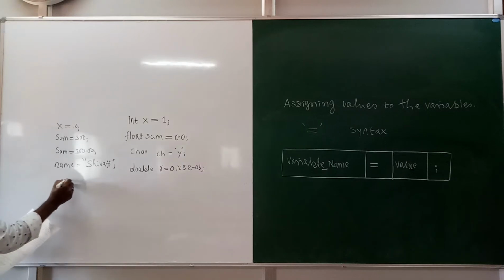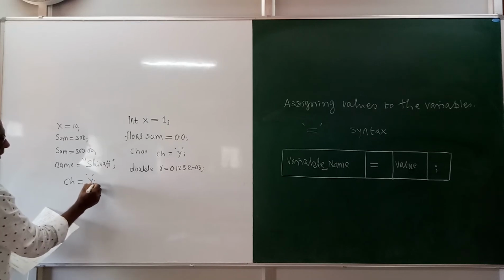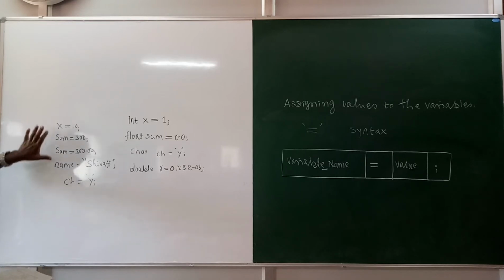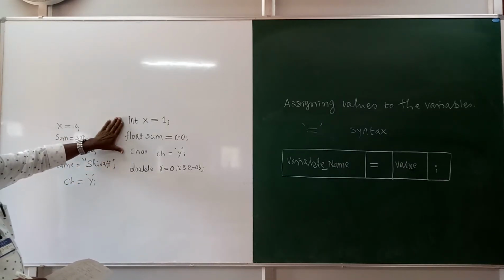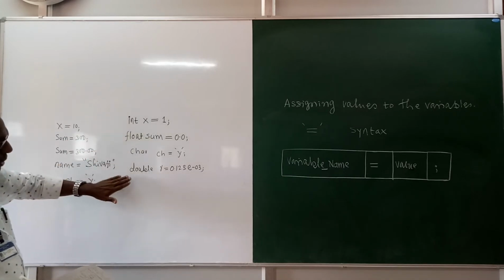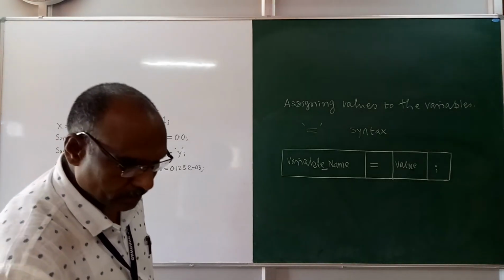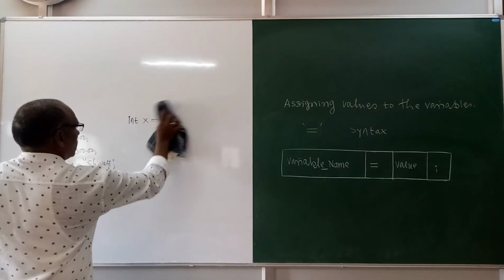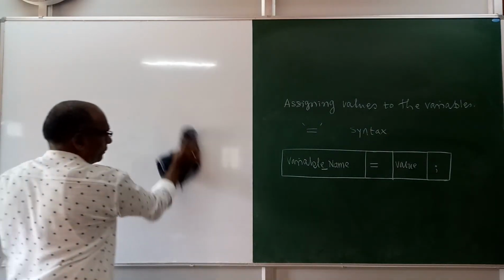Okay, say ch is say y, as we have done here. This way of assigning value to the variable in the executable part of a C program, and this method is assigning value to the variable in the declaration part of the C program. There are two methods here. So this was yesterday, it was incomplete, so I thought that it's a must, and I have continued now.